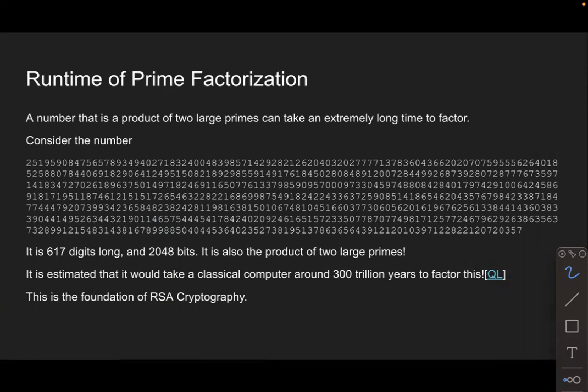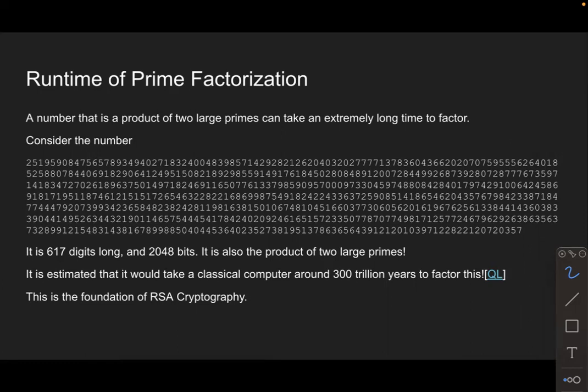So this number only has 2 factors, and they're large. And so this is the power of primes, right? Because if a number is prime, it doesn't have any factors. So I can have this number being the product of 2 large primes. That means that it only has 2 factors, and those factors are going to be really big. And the reality is that a classical computer would take around 300 trillion years to factor out this number, to find out what those 2 primes are that make it up. And so this is the foundation of RSA cryptography, and why we care so much about primes is that the harder a number is to factor, we can really leverage that.